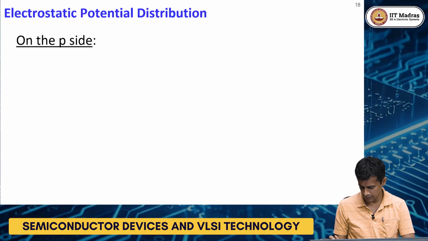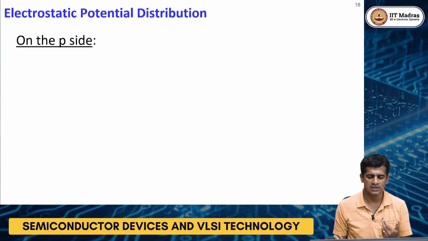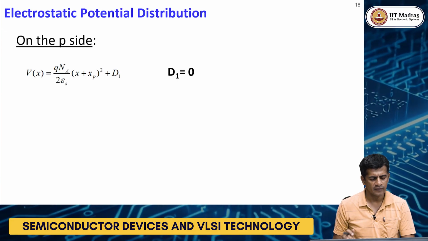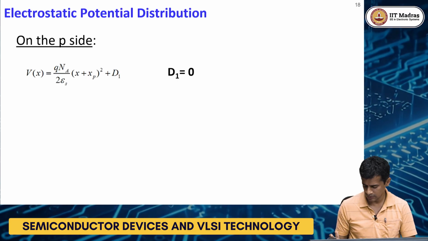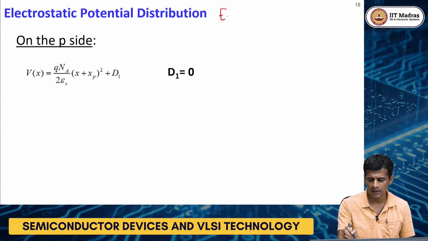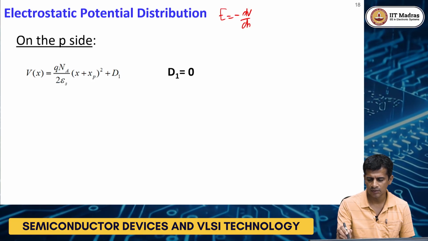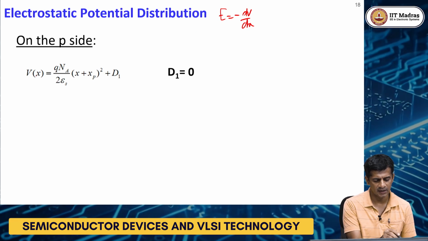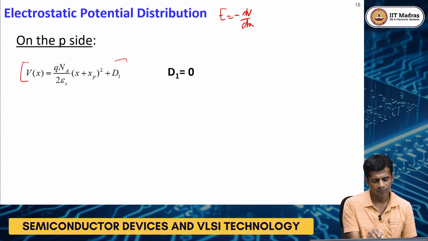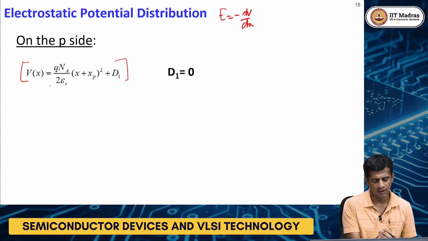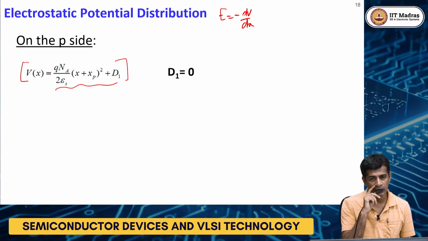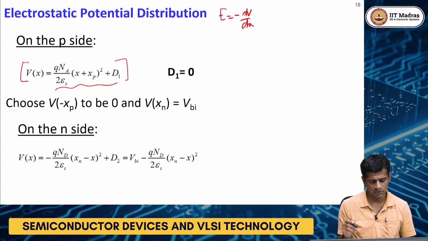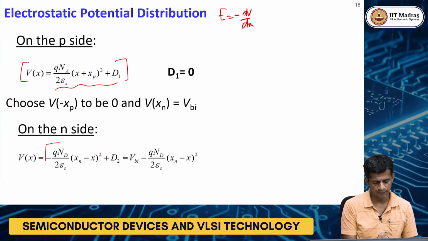So, once you have this, you can calculate the electrostatic potential on the other side. So, we can continue this integration. The electric field is equal to minus dV by dx. So, you integrate the electric field again, and you get the electrostatic potential on the left side as something like this plus d1, another constant of integration, and on the right side you also have another constant of integration like this.